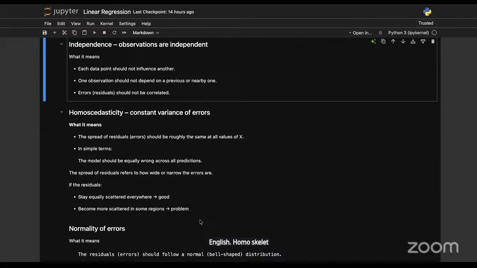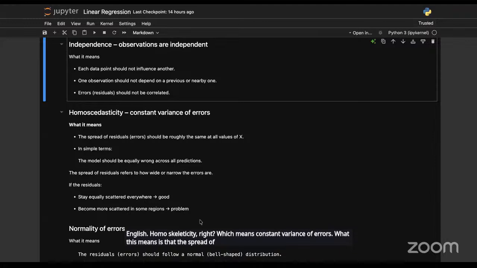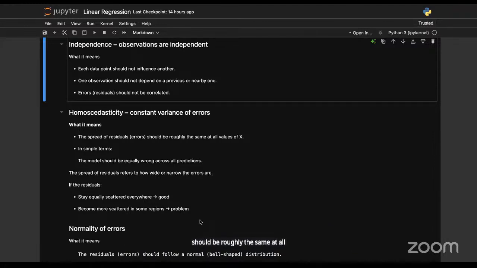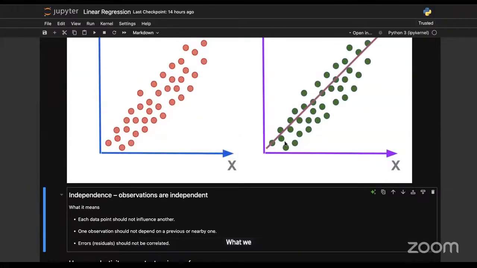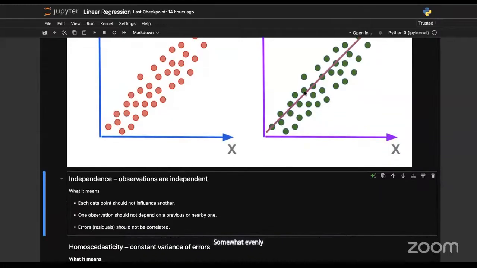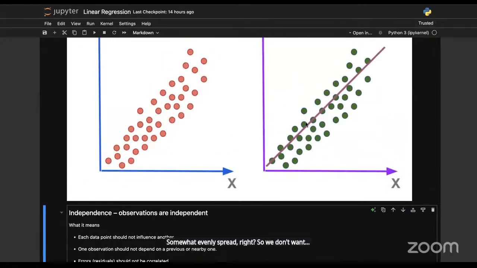Homoscedasticity, right? Which means constant variance of errors. What this means is that the spread of residuals, again, or errors, should be roughly the same at all values of x points. Okay, so basically, what we want is not errors that are equal, but we want them to be somewhat evenly spread, right?